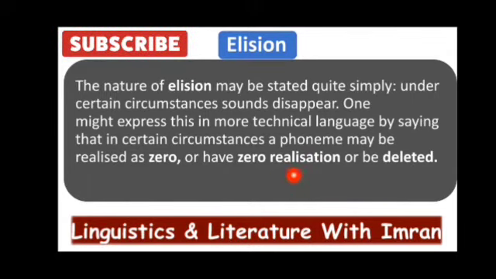And it happens with native speakers, because if I talk about myself, I am a Pakistani English speaker, right? I'm Pakistani and I speak English. So for me, this elision is not that common. It is very common for native speakers of English, right?